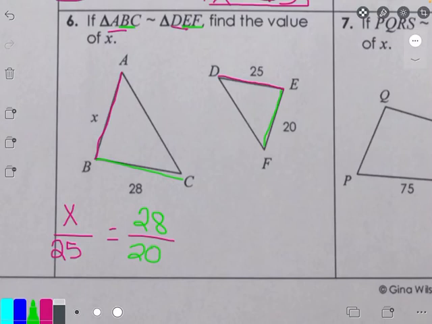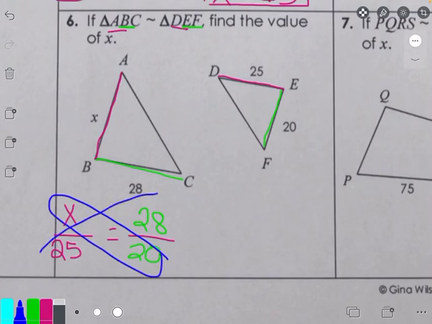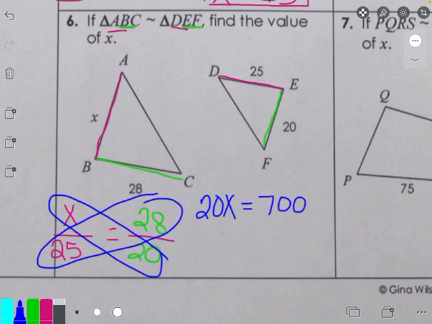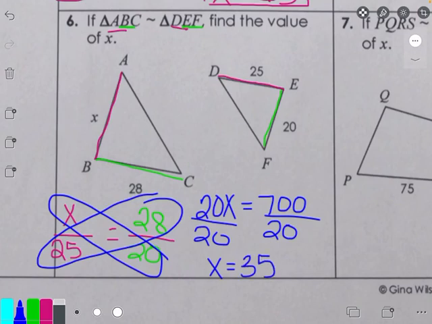Okay. Then we're going to cross multiply. You don't have to use loop-tees, but I do it just to stay organized. So it is 20x will equal, in this case, 700. We divide both sides by 20. X will equal 35. Okay.